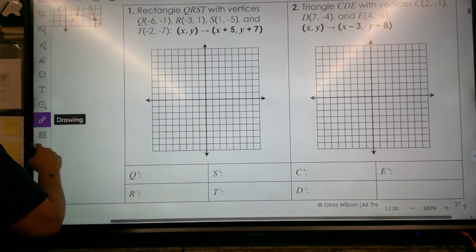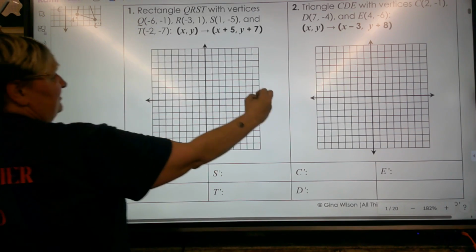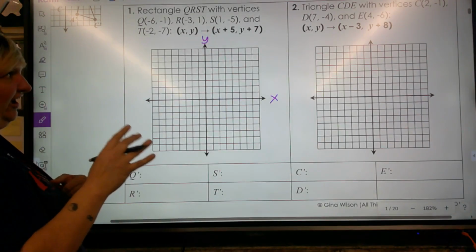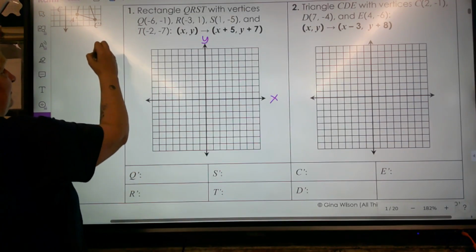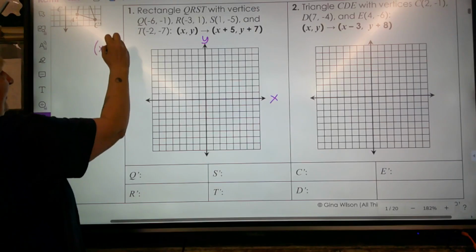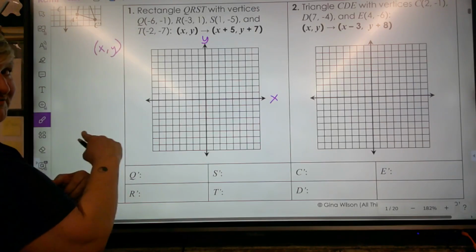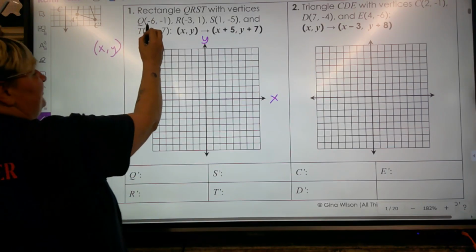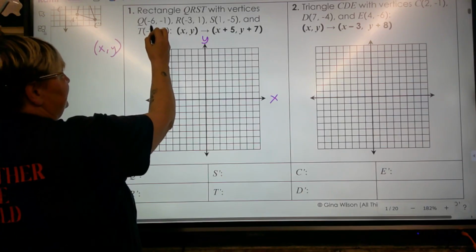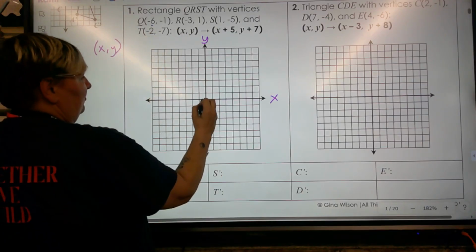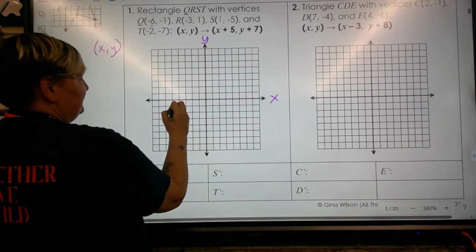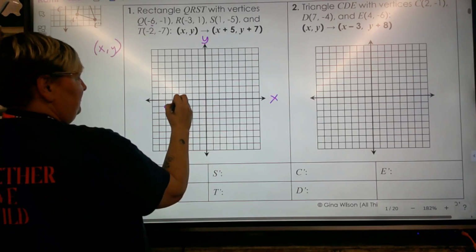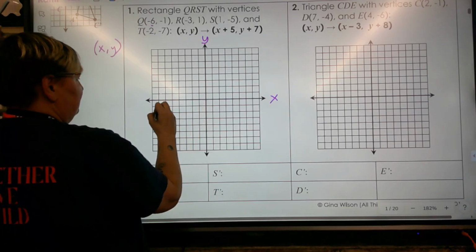So first, pre-image, right? This is my x, this is my y-axis, just in case I forgot. And coordinates are always x comma y. We walk left and right before we walk up and down. All right, so my q is -6 comma -1. So we're going to go 1, 2, 3, 4, 5, 6 and down 1, and that's my q.